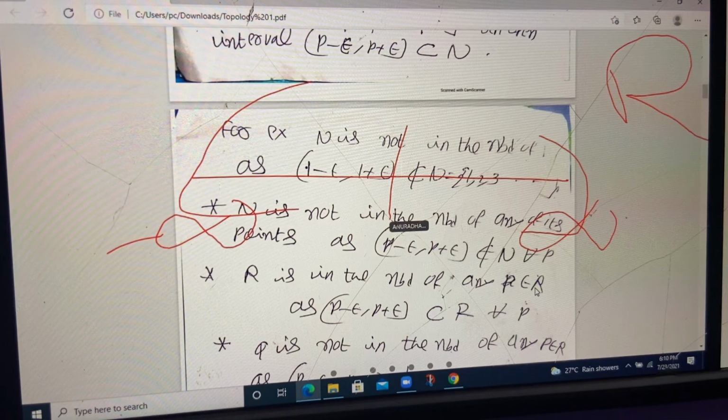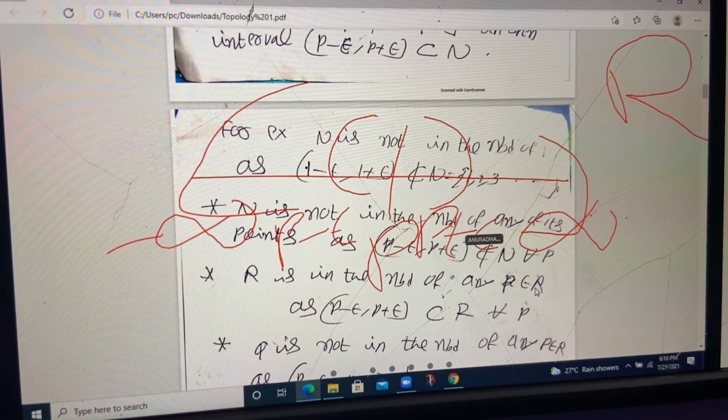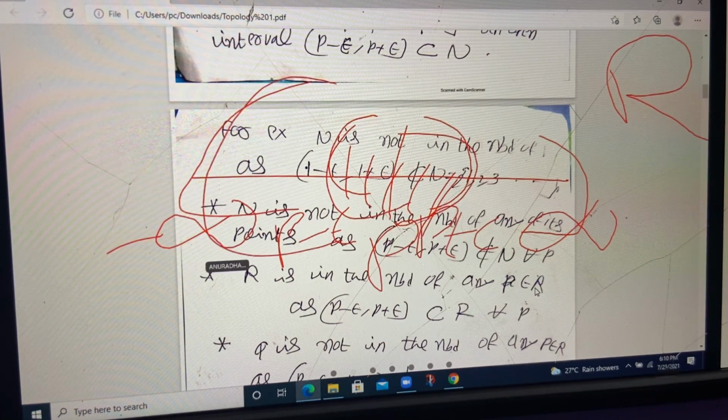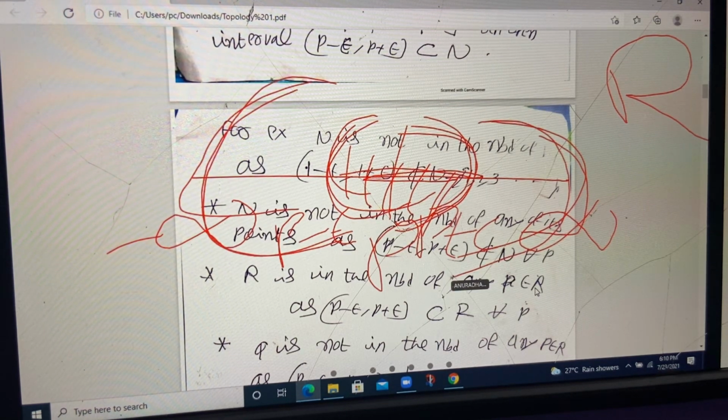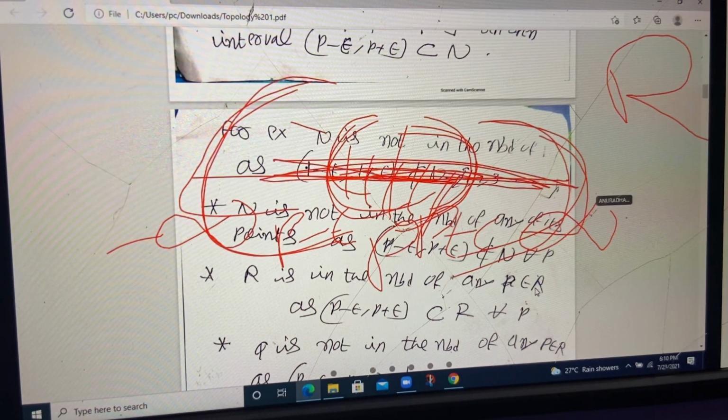If you take any point, any real number, then what is the neighborhood? P minus epsilon and P plus epsilon. This interval contains infinitely many points. This is totally contained within R. So this interval is totally contained within this interval. Therefore, we say that any point inside is an interior point of R.